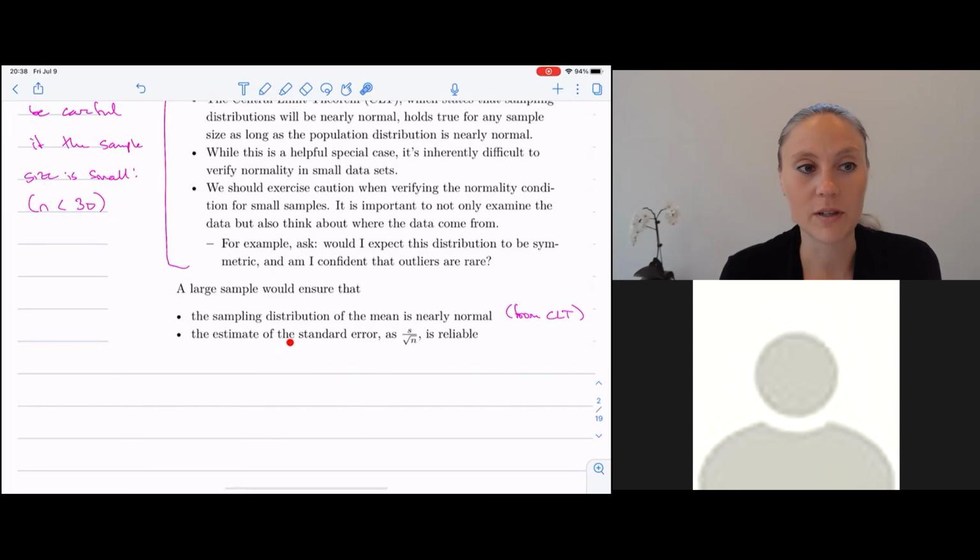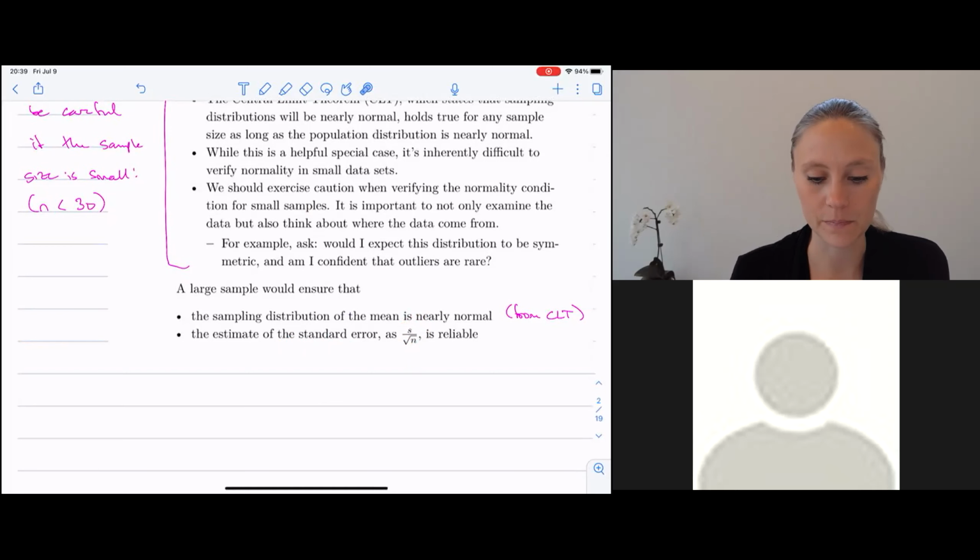And if we have a large sample, then the estimate of the standard error, S over root n, notice that we've replaced sigma with S now. But even then, as long as we have a large sample size, S over root n is reliable, meaning it's nearly as reliable as sigma over root n.